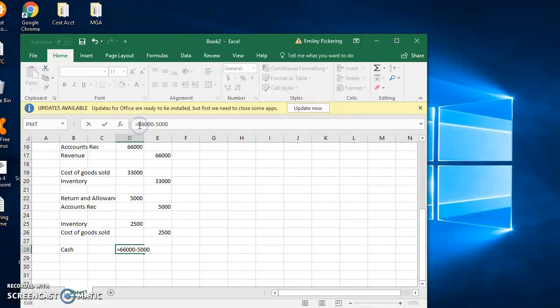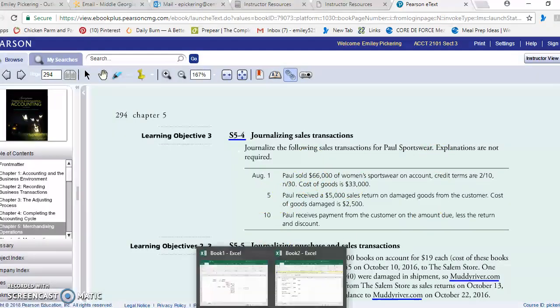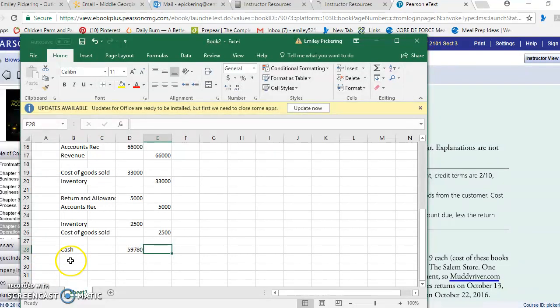And did they pay within the discount period? So they did pay within the discount period. So they get a 2% discount. So I'm going to take that and I'm going to multiply it by 98 because that's what they owe. So you are receiving $59,780. You're going to write off the whole accounts receivable because they don't owe any of that.